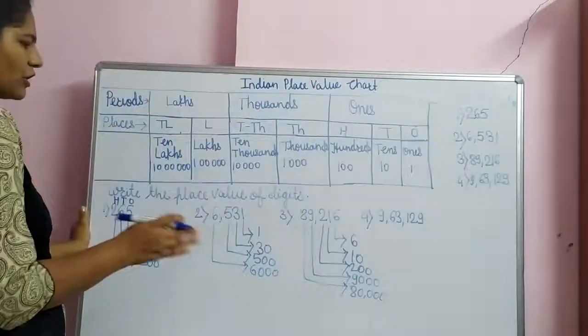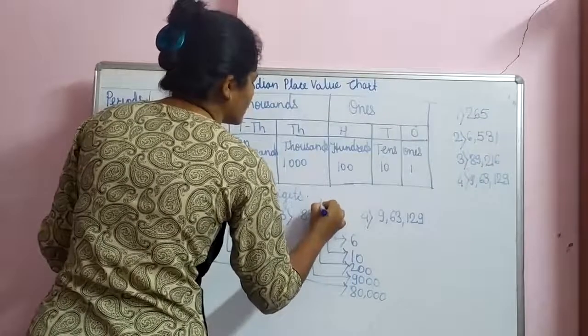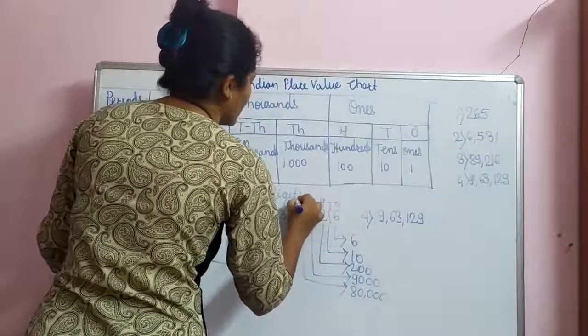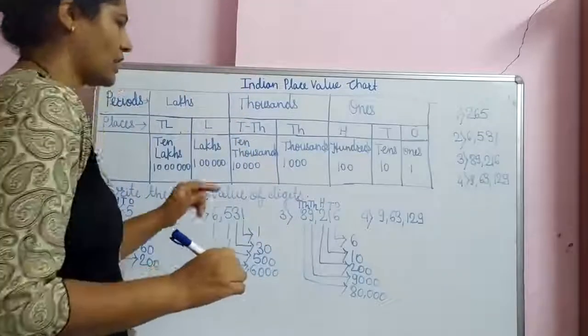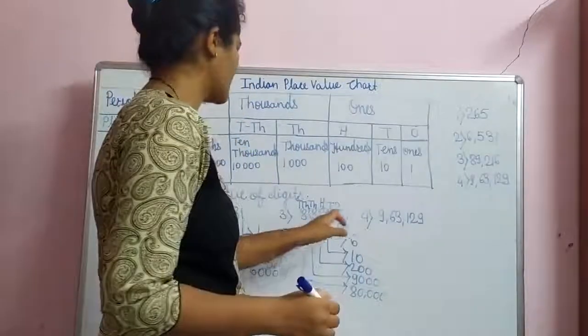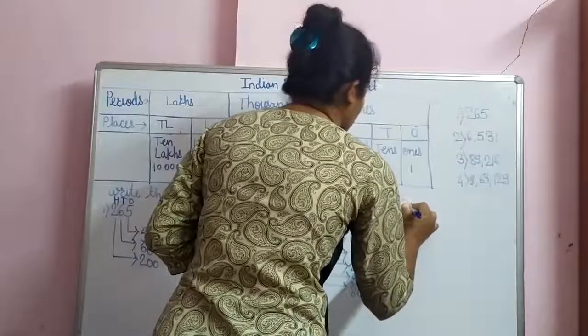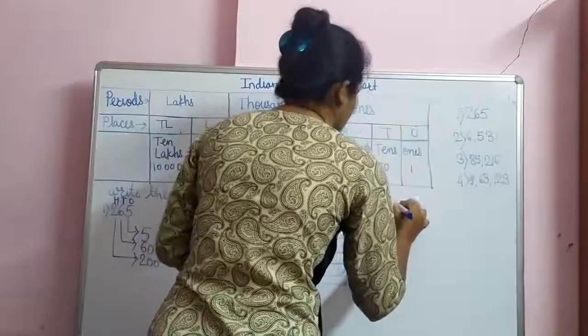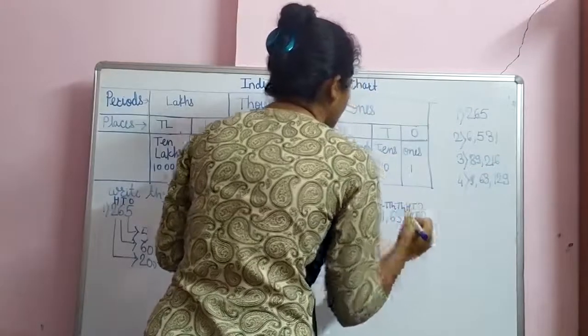Okay. If you are confused, then upside write places like this: ones, tens, 100, 1,000 and 10,000. Now last question. Here also firstly write down places. So ones, tens, 100, 1,000, 10,000 and this is a lakh.